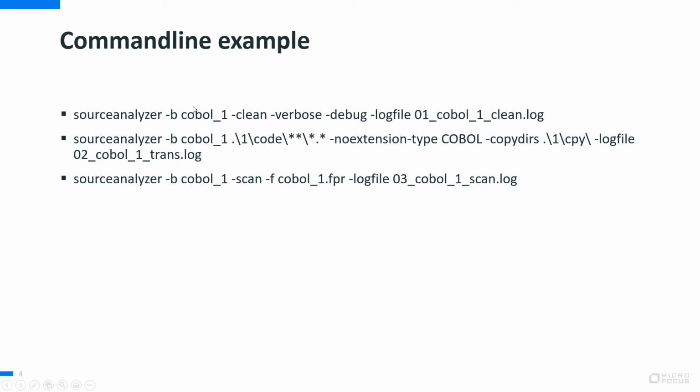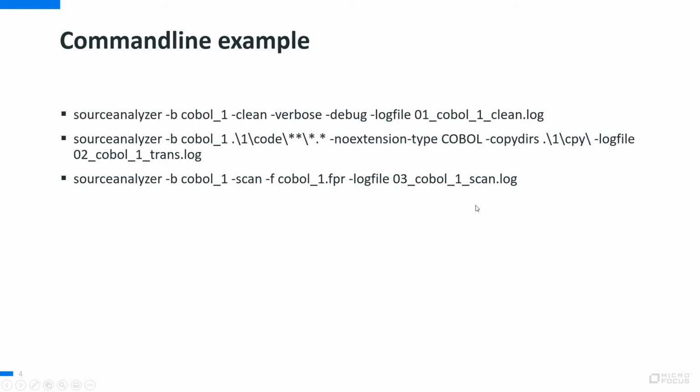Well, you see here we take our build ID, Cobol1, we clean it, then we give some log files. We then go into the next step of translation. Again, we take our build ID, Cobol1. We define our directory structure. Where do we find the Cobol code? We give the no extension type Cobol, because in my case, my Cobol files do not have extensions. And then I give the path to my copybook files, and again we have some log files. And finally, we take our build ID again, we give the scan parameter, and then we give the results file with a -f parameter. And again, here we have some log files.